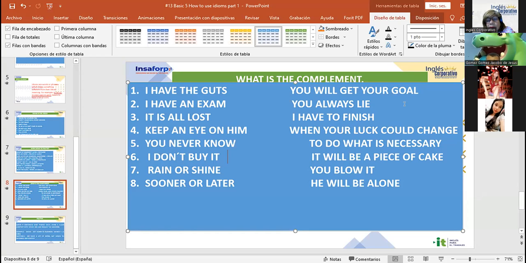Tengo que terminar. Sí, digo yo. Okay, guys, it's not a matching activity. It's that you have to write the sentences. Okay, it's not a matching. Lo que podrían hacer es duplicar esa slide y escribir las oraciones abajo. Okay, en la nueva slide.